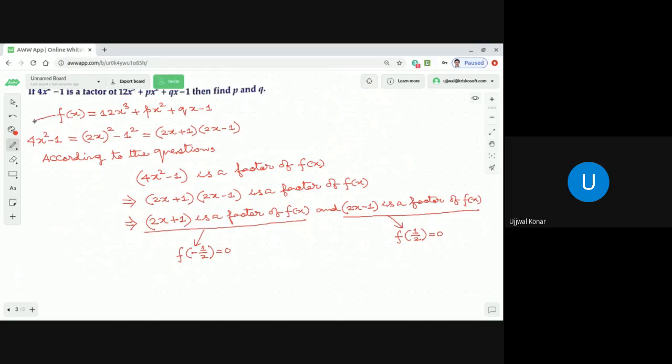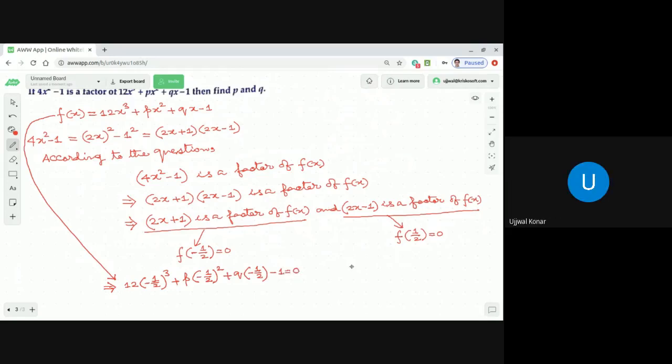As you see here, this is the f(x). So what do we get from here? From here we get 12 into minus 1 by 2 whole cube plus p into minus 1 by 2 whole square plus q into minus 1 by 2 minus 1 is equal to 0. Correct or not?